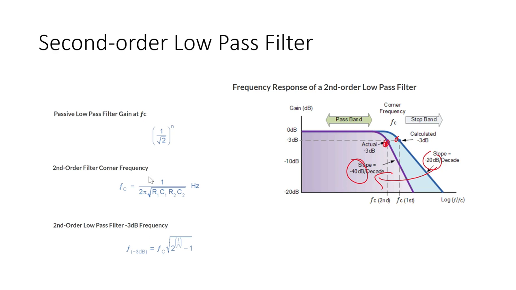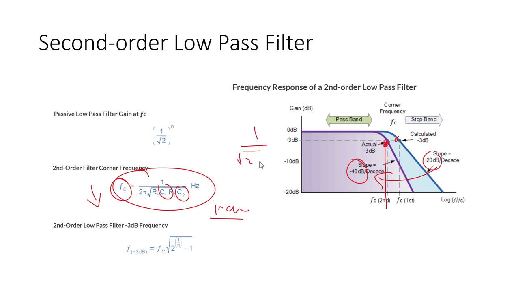So this is the FC for the second. Here are some of the things increased. If these things are increased, this will lower the frequency: bigger denominator, lower FC. First we had 1 over 2 pi RC. So 2 pi RC was bigger than 2 pi R1 C1 R2 C2. So that's why the first one is here and the second one is here. So this is a bit lower, FC2 for the second.